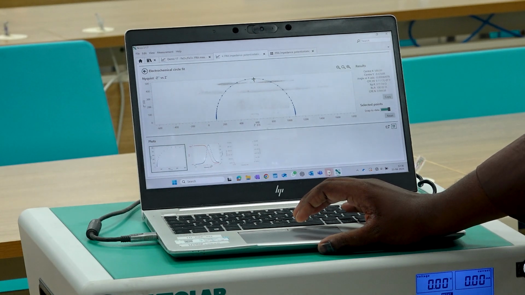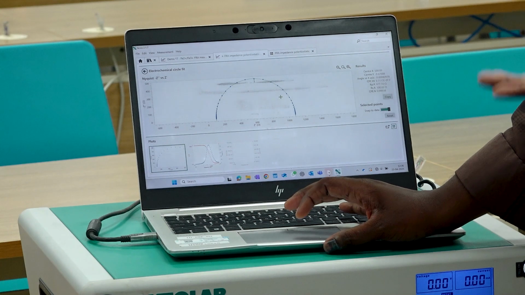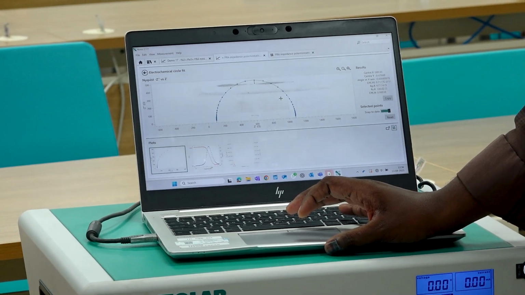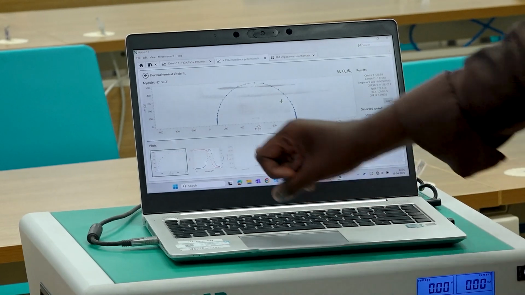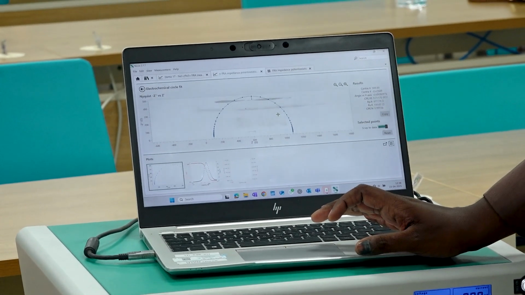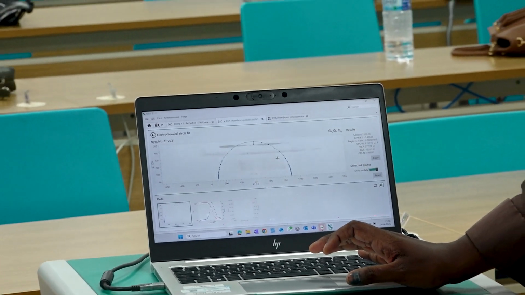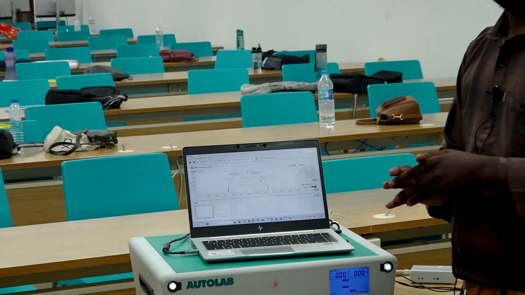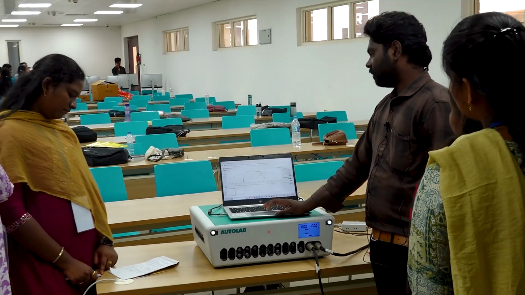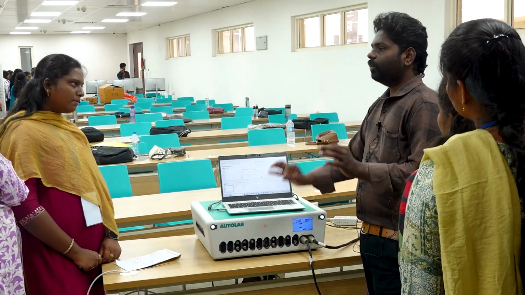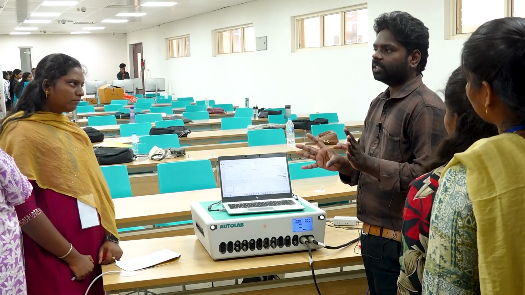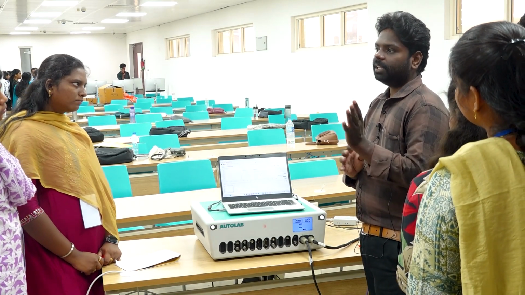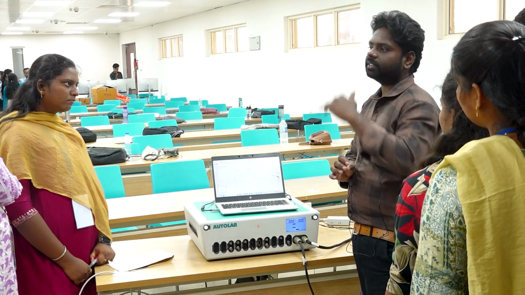Can anyone tell me why we are selecting these 3 points? The initial point, the ending of the semicircle charge transfer, and the middle one. So we need to make 3 points. We are simply taking the start, end, and middle of the semicircle.